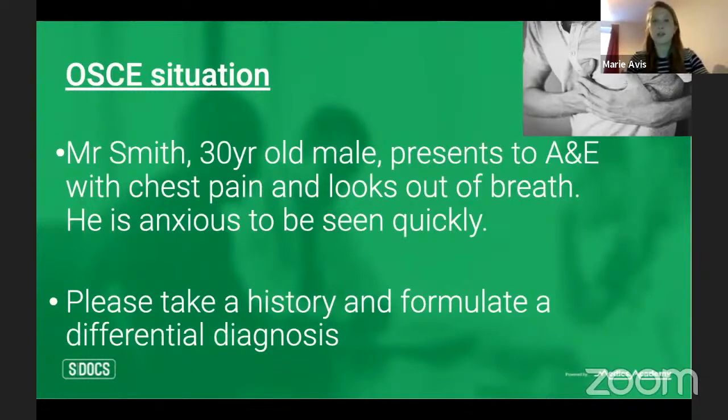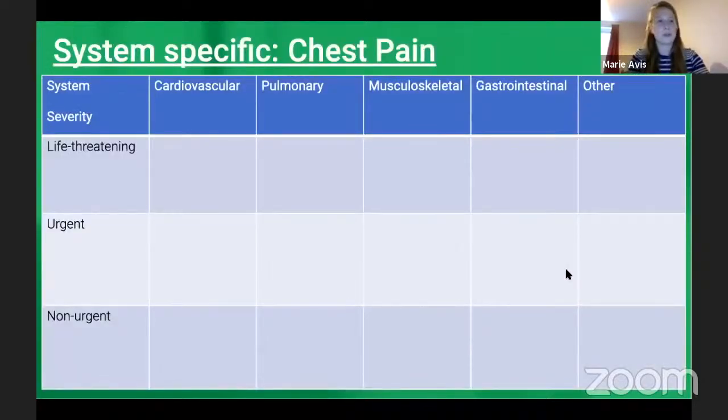Like I said in the first video, this is something really realistic that could come up in your OSCEs, and it'll be really useful to have a structured way of thinking. I've used the system-specific method to give you an example because I find it easiest, but if you want to use the surgical sieve, that's more than fine, and it'll be a similar run through.